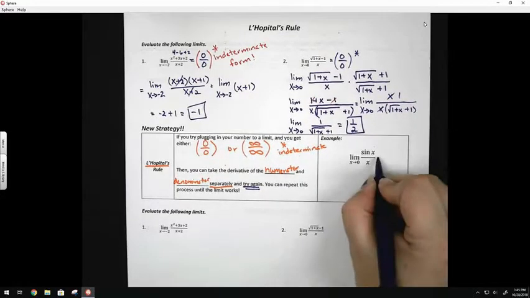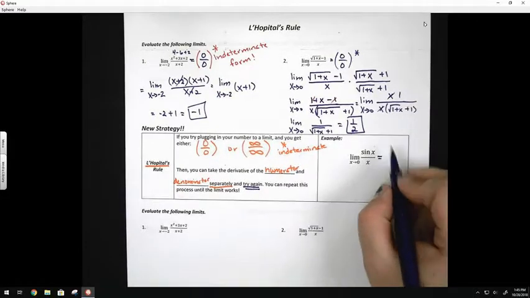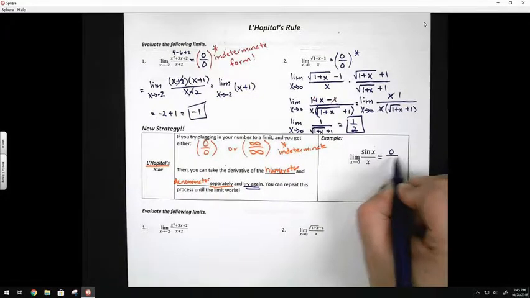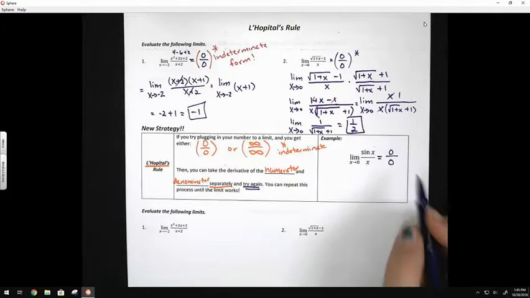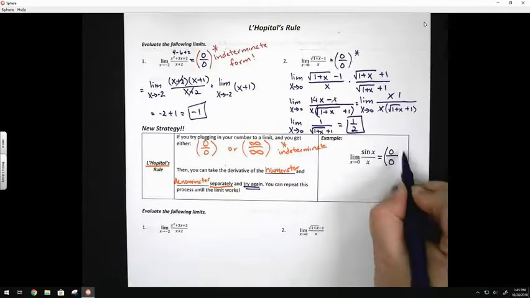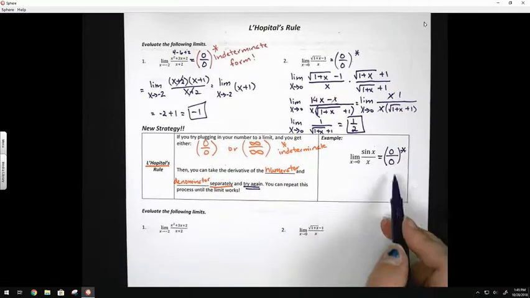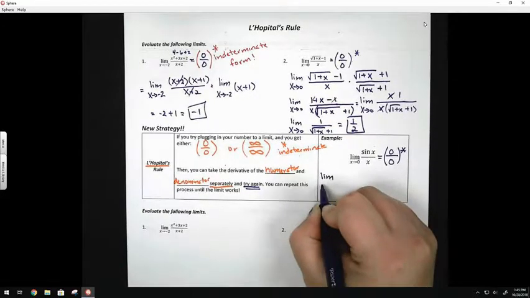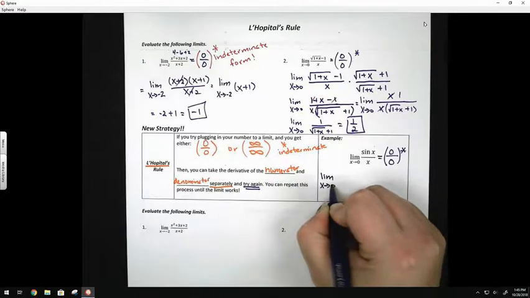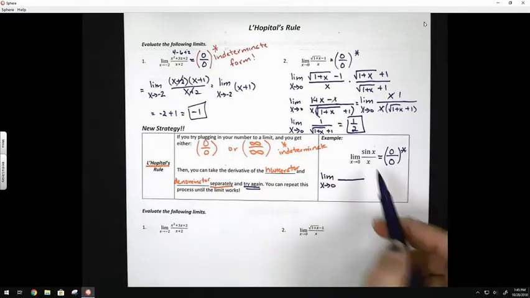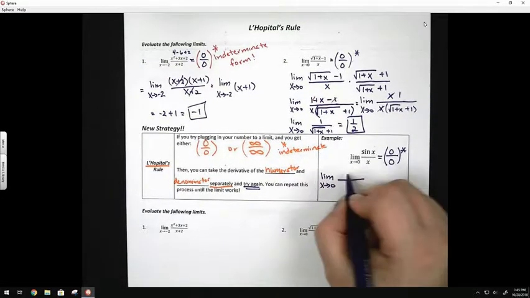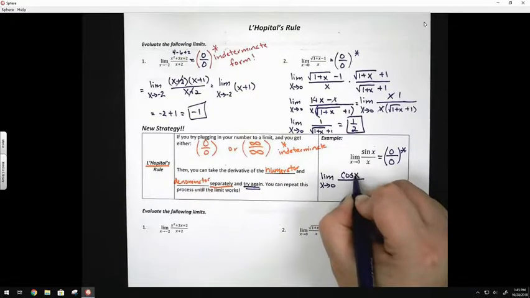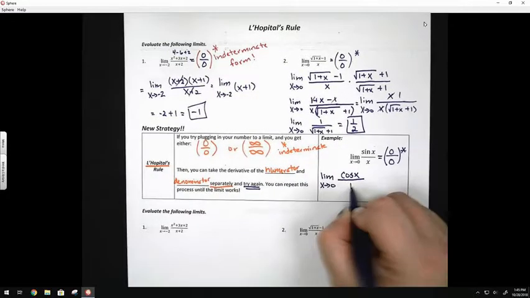and we try and substitute, sine of 0 is 0, and then x would be 0. So that's our indeterminate form. That's how we know we can apply L'Hopital's rule. So the limit as x approaches 0, and now we're going to actually apply L'Hopital's. So the derivative of sine is just cosine of x, and the derivative of x is just 1.